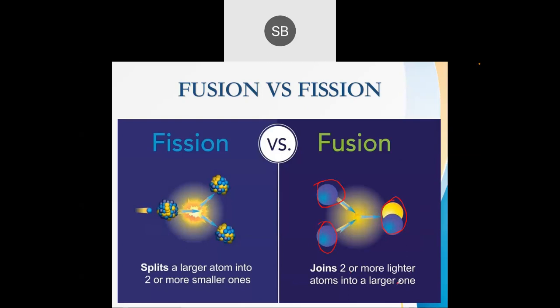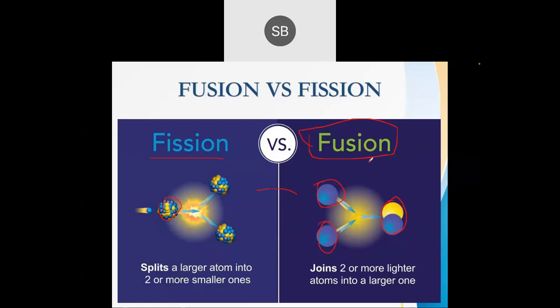Now, what is meant by fusion? Fusion, as the name indicates, means we fuse two lighter atoms into one atom. We are just fusing those two atoms into one atom, producing a single heavier atom. So joining two or more lighter atoms into one larger atom is known as the fusion process.